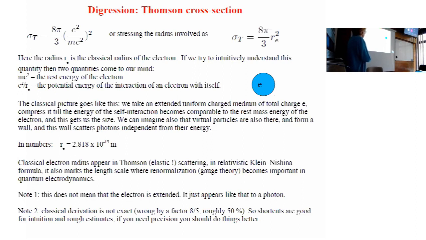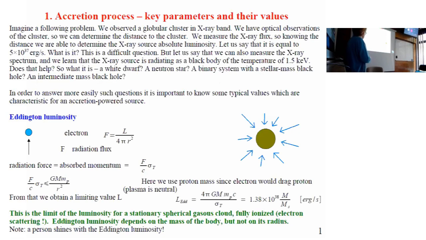Of course, this intuitive picture is oversimplified. You shouldn't believe that this is really a sphere like that. And this classical derivation is not precise. If you follow it, you will notice that you have an error by 50%. But it's not a catastrophe, right? For order of magnitude estimates, this is really quite useful. Anyway, so we continue with this. We have this Thomson cross-section.